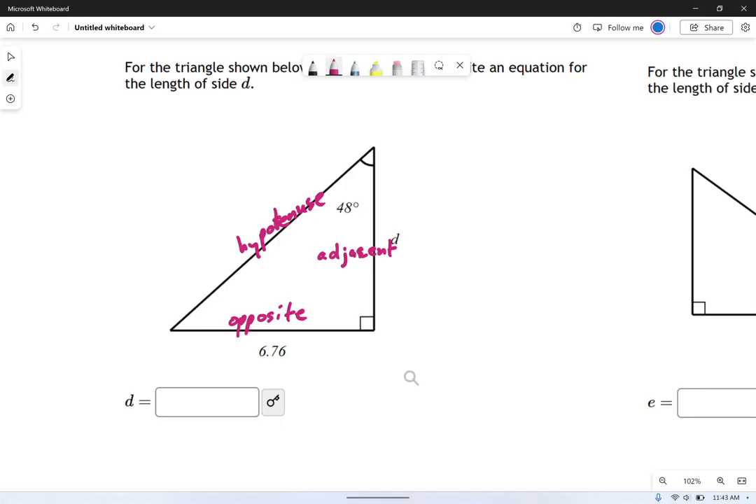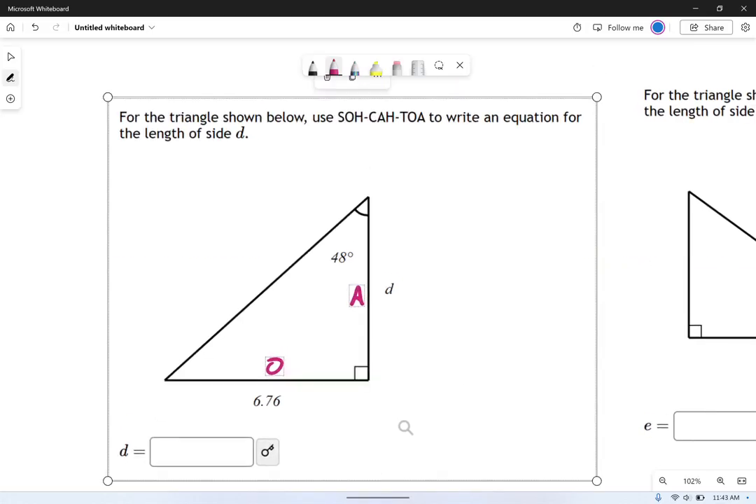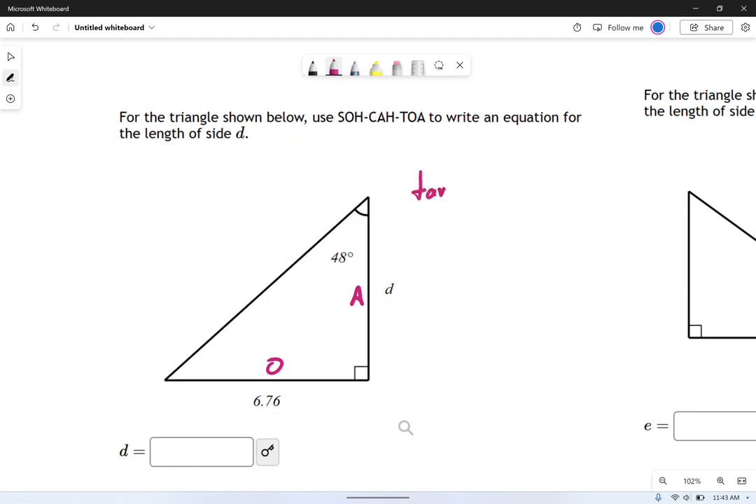And I want to rephrase these things in a relationship using sine, cosine, or tangent. Well, which one of those trig functions uses opposite and adjacent? If you remember SOHCAHTOA, it's going to be the tangent, t. So let's write that. Let's say tangent of 48 degrees equals opposite, that's 6.76, divided by adjacent, that's d.